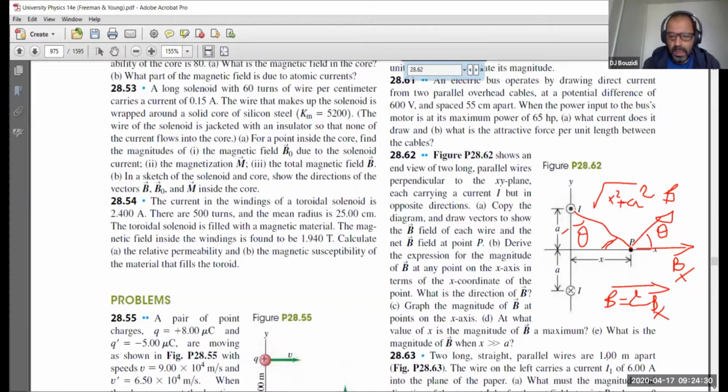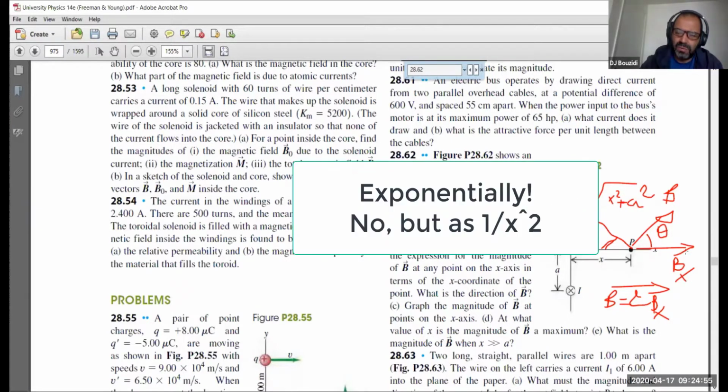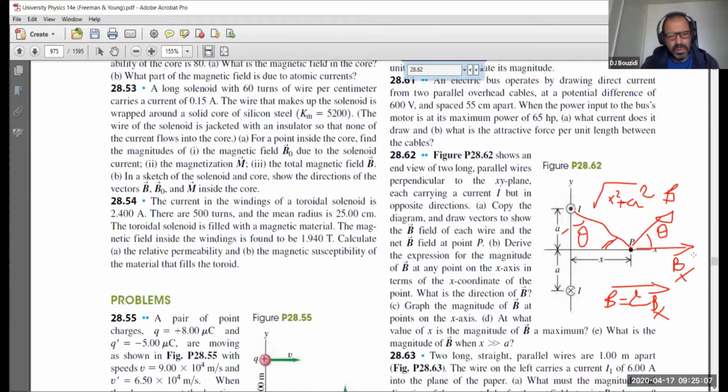Derive an expression for the magnetic field and then graph the magnetic field at a point on the x-axis. So now you're going to have a function of x, and you're going to graph this function as a function of x. As x is equal to 0, this will be a over a squared, which is 1 over a. And as x goes to infinity, this will become 1 over x squared basically. So it's going to drop off. So basically this is in a nutshell how it looks.